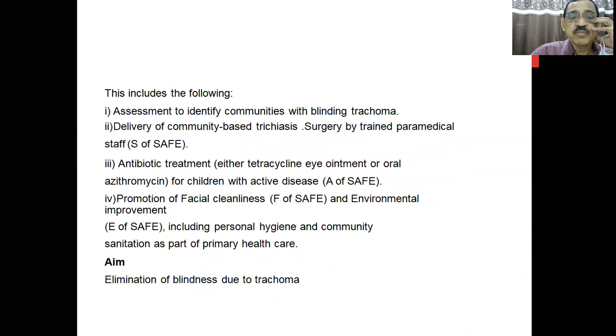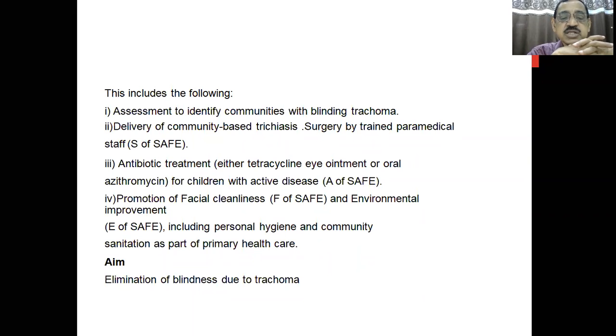So the SAFE strategy includes assessment to identify communities with blinding trachoma. And the first and foremost is delivery of community-based trichiasis surgery by trained paramedical staff. The trained paramedical staff, if there is trichiasis, can as well do an epilation with epilation forceps. And secondly, the other surgeries we do for trichiasis will have to be done by an ophthalmologist only at the base hospital, so not anywhere in the rural areas.